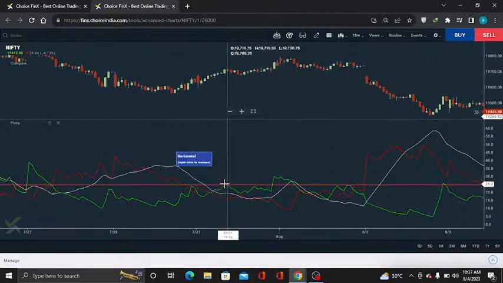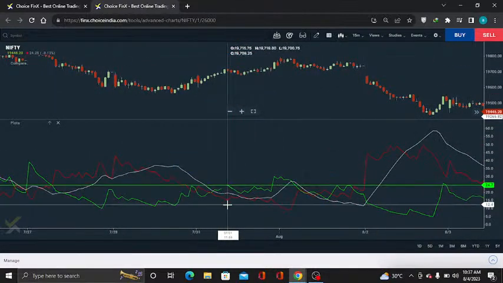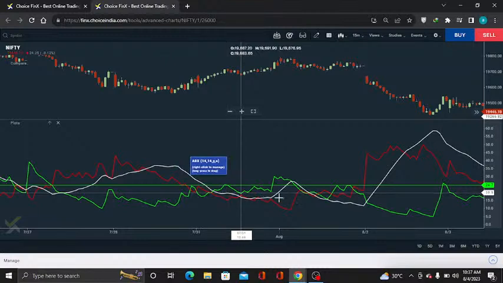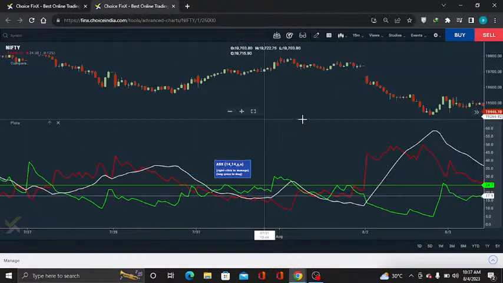If all of the values are less than 25, that means the market is neutral, or it's going to move in a sideways direction. So in this one we can see the sideways direction.